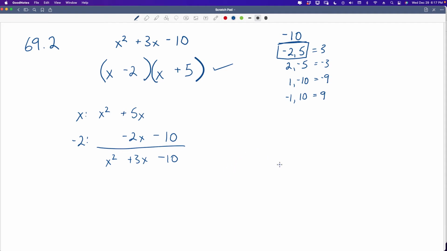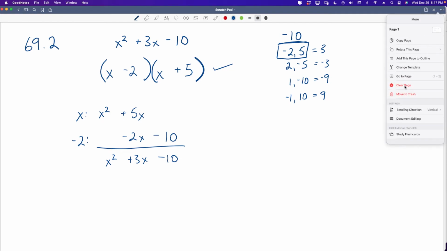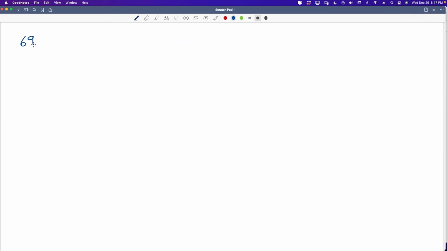Alrighty, let's do 69.3. Pause if you need to and write everything down. So we have negative 5x plus x squared plus 6. We set up our parentheses, step 1. Now, the thing that we have to do here, I didn't see that first. We have to rewrite this first. This is not in the proper order. It has to be in the proper order for this to work.